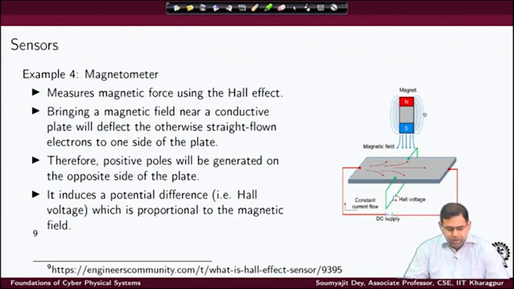Now if we are bringing a permanent magnet here, what will be happening is this flow will be disturbed, right. So the otherwise straight flow on one side will be disturbed, and this will create a potential difference across the plate. So let us understand, there is no straight flow, there is a deflection happening, and that is going to create this voltage, the Hall voltage, which is appearing across the plate, right, and this is the constant current flow.